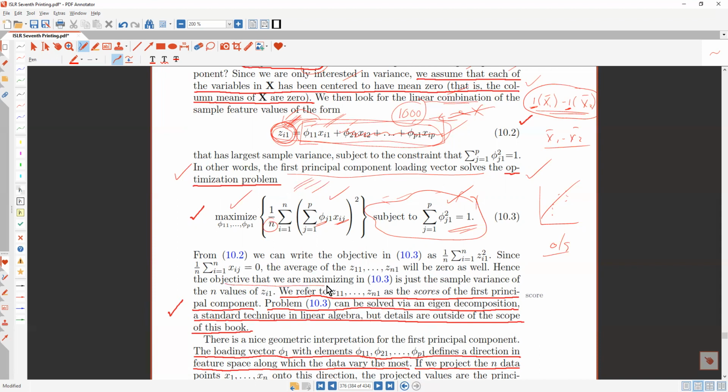Hence, the objective that we are maximizing is just the sample variance of the n values of our components. This is the same thing we said. We refer to Z1 all the way to Zn1 as the scores of the first principal component. You're maximizing that. When we say maximizing, you say, well, give me the component that expresses the most variance. That's going to be your first principal component. That's why we're calling it the first principal component. The second principal component is going to be maximized similarly, but it's also going to have another constraint imposed on it.